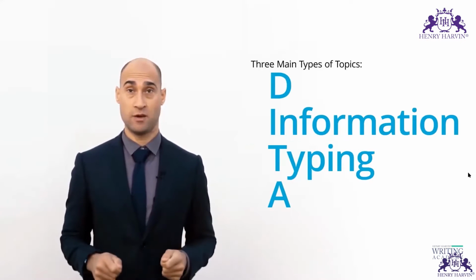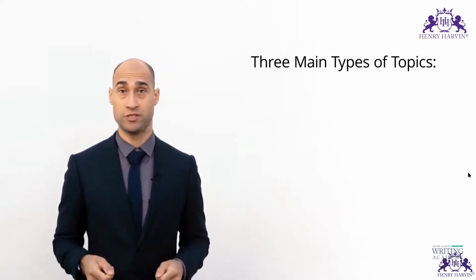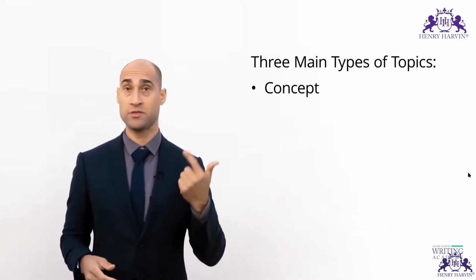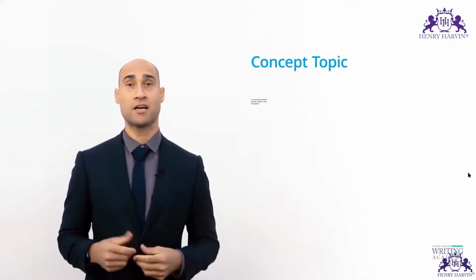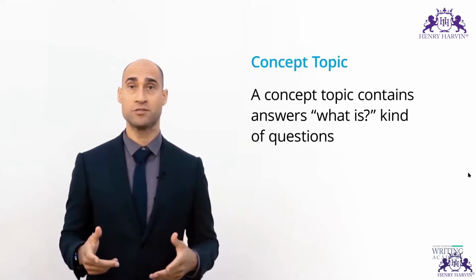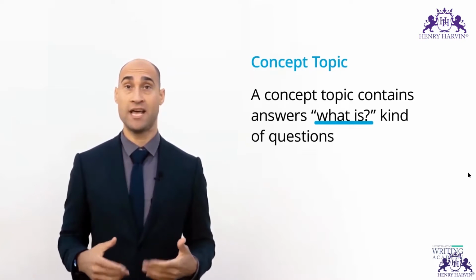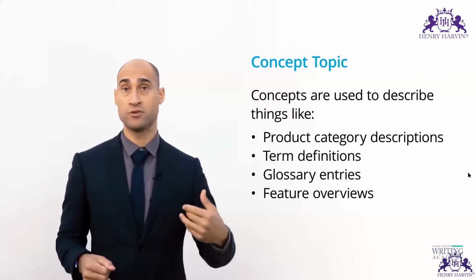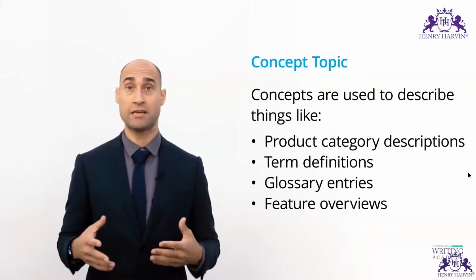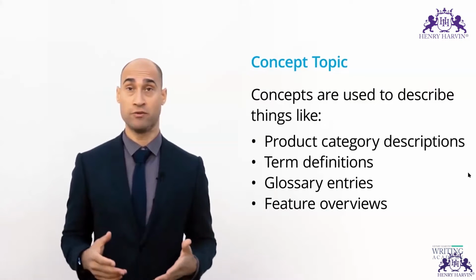There are three main types of topics. Each is especially helpful at answering specific kinds of user questions. The main ones are concept, reference, and task. First, a concept topic. A concept topic contains answers to "what is" kind of questions. It helps users learn about and understand a new idea or category of thing. Concepts are used for describing general ideas and things like product category descriptions, term definitions, glossary entries, and feature overviews.